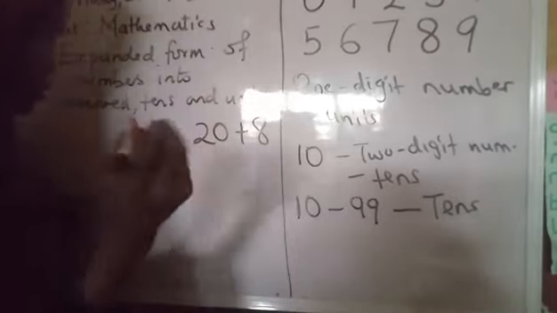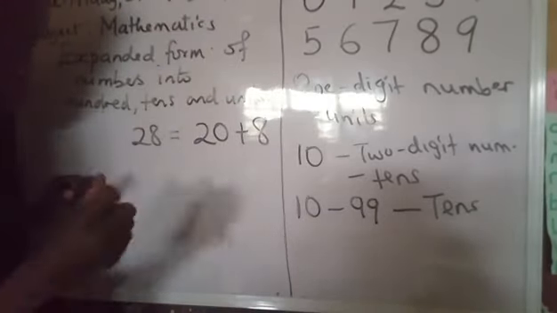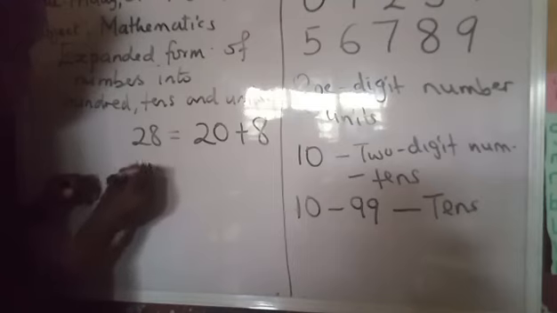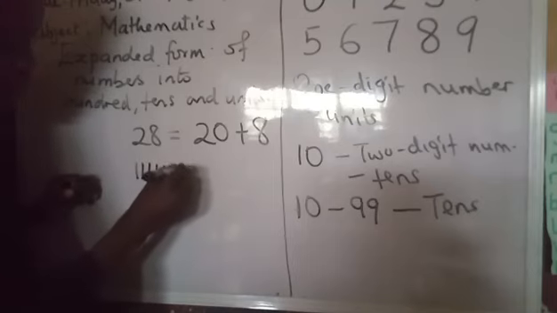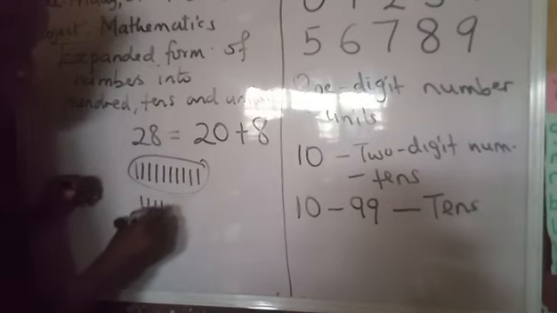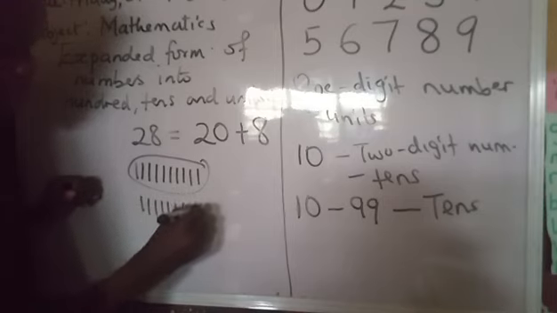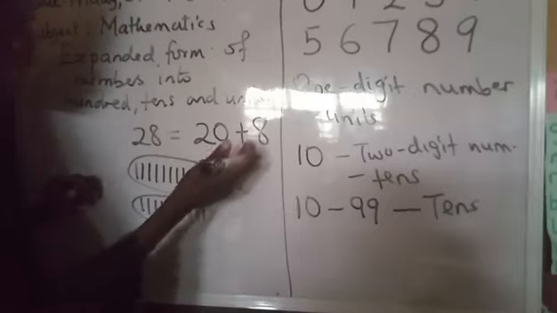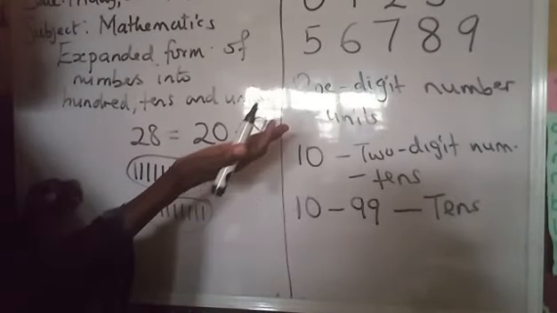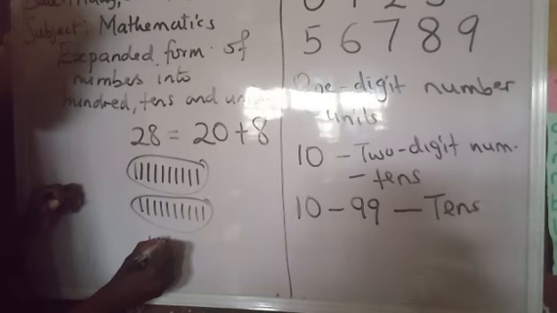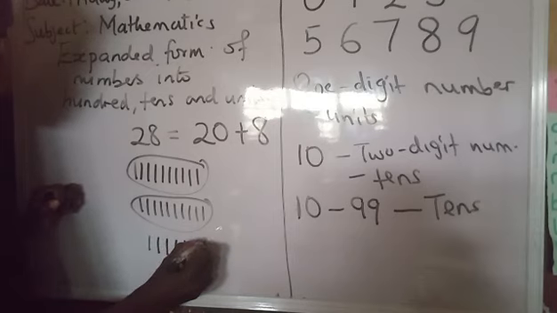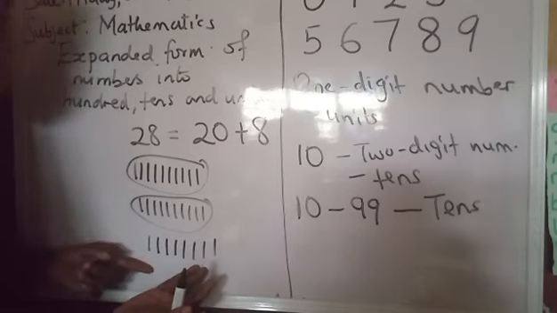Then, let me use a pictorial description. 1, 2, 3, 4, 5, 6, 7, 8, 9, 10. I have 1 ten here. 1, 2, 3, 4, 5, 6, 7, 8, 9, 10. I have another 10 here. Then I have this. Let's see if this is going to take us to 10. 1, 2, 3, 4, 5, 6, 7, 8. This is not up to 10.